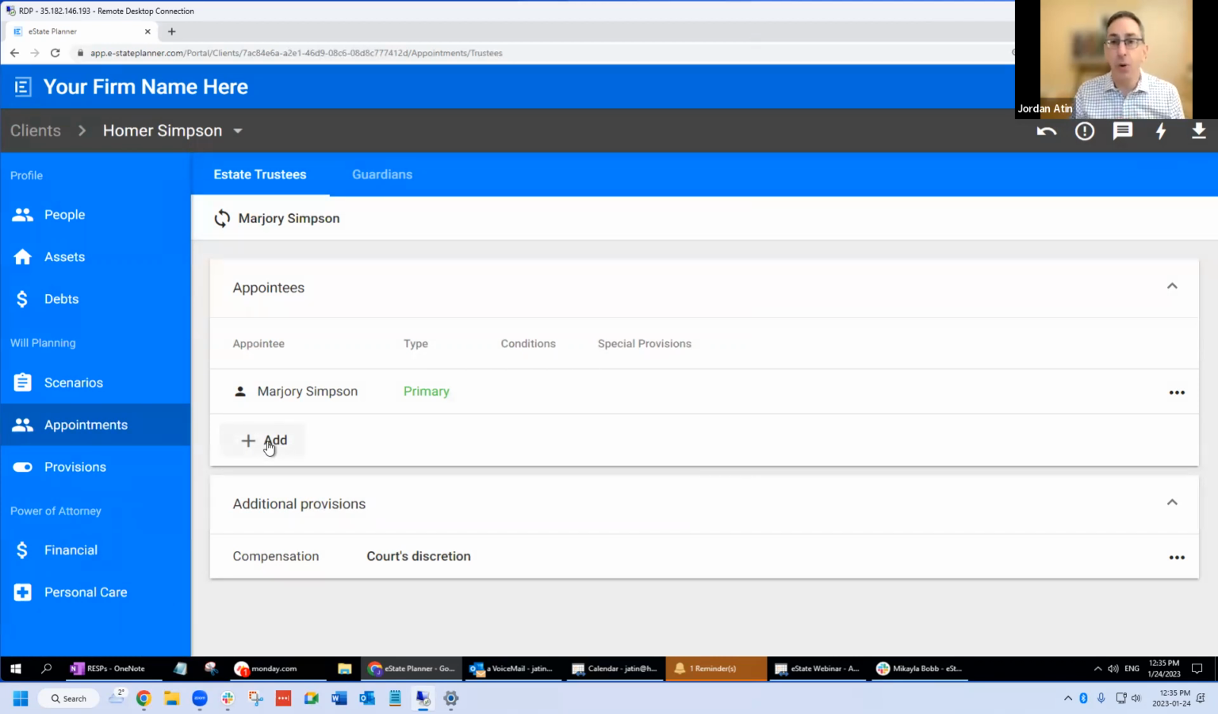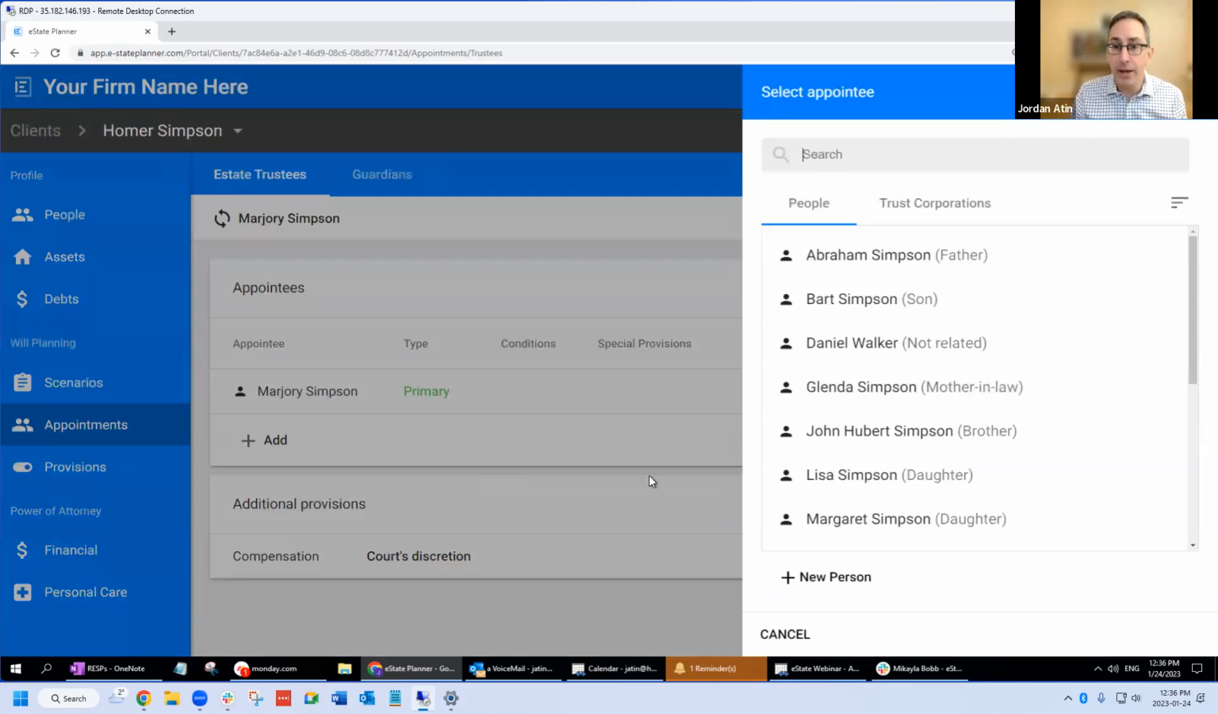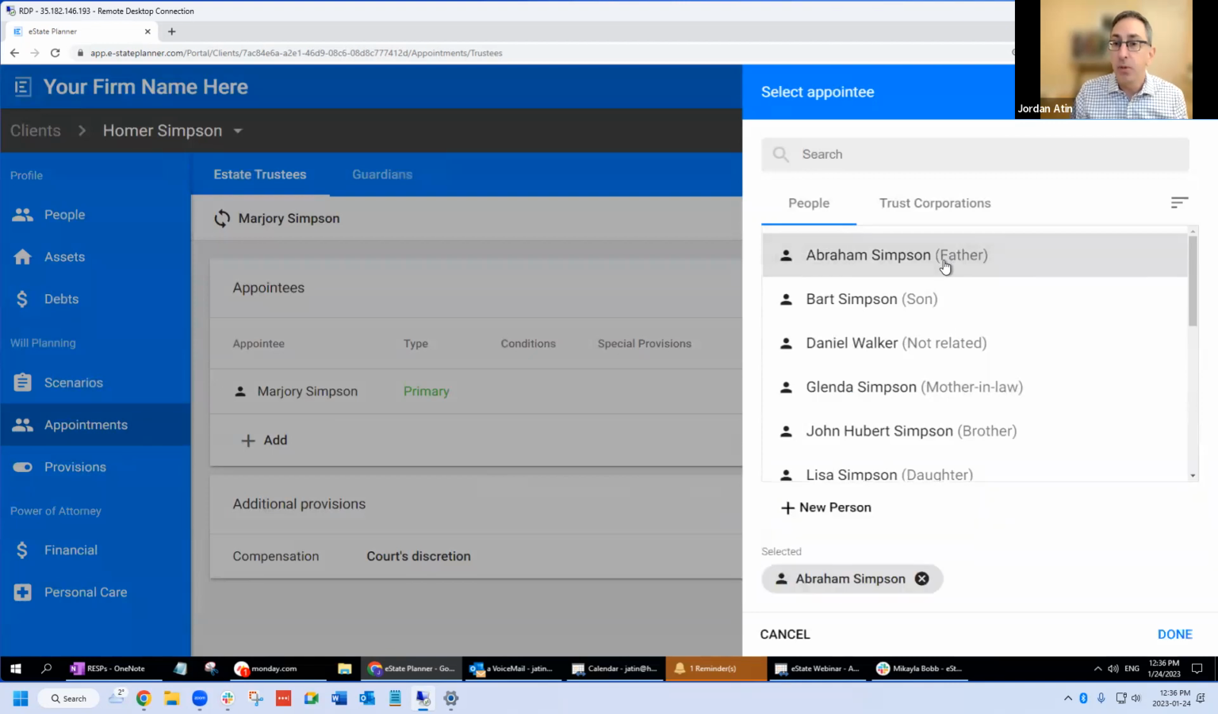That's easy if we want to add one person. It's a rare case where you'd only add one person. You'd want to have another person either as an alternate or a co-trustee. Let me show you how to add a co-trustee. So we've got Marge there, but we'd again add another person. And let's say we want Abraham as a co-trustee. We would click on Abraham, click done.